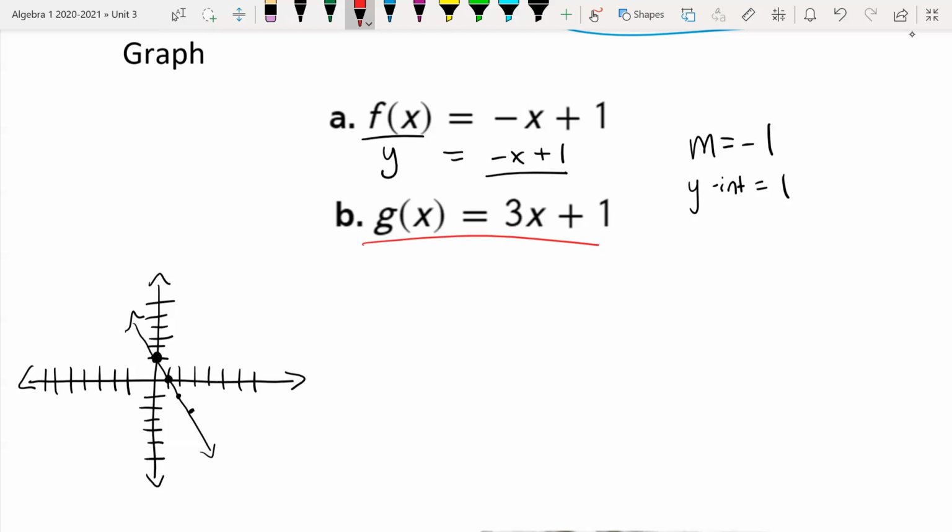So again, treat this like y equals 3x plus 1. My slope is 3. My y-intercept is 1. You can also think about your slope as 3 over 1. So I'm going to graph my y-intercept at 1. I'm going to go up 3, 1, 2, 3, right 1. 1, 2, 3, right 1. Or I can go down 3, left 1.